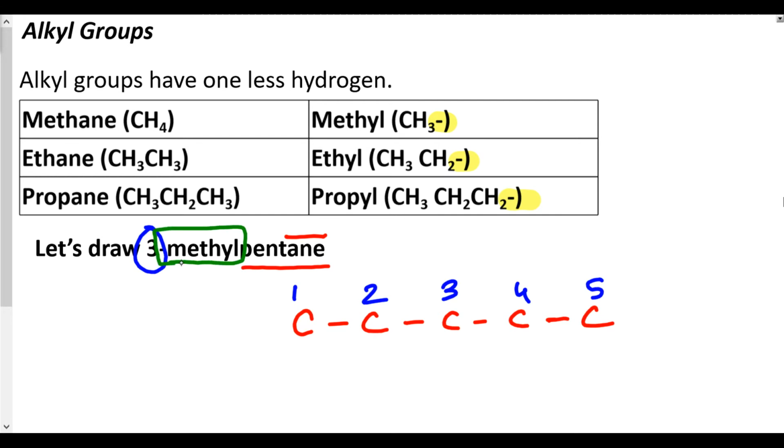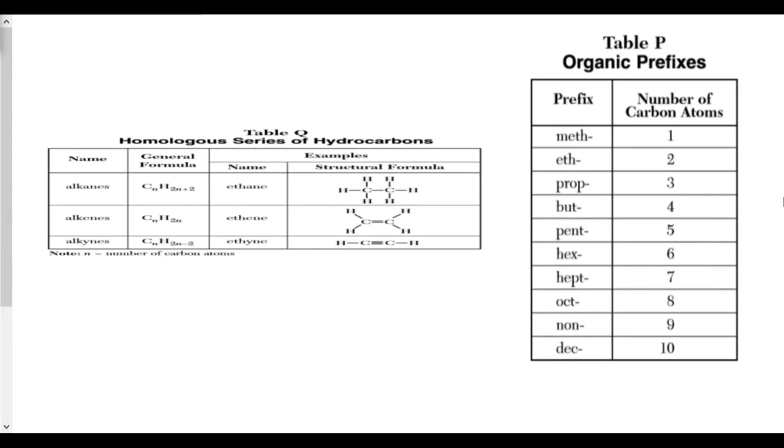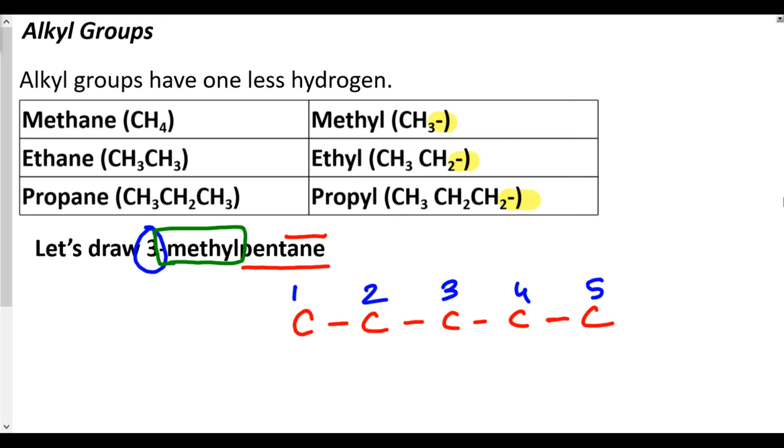methyl group. So what does the prefix meth stand for? That's what we need to focus on. If you're focusing on the prefix, meth stands for 1. So that means we have 1 additional group in this carbon chain. Pentane is our parent chain. Methyl is an additional group.